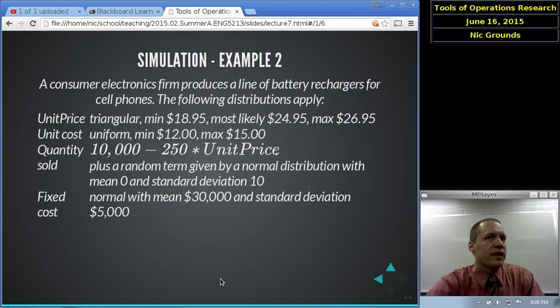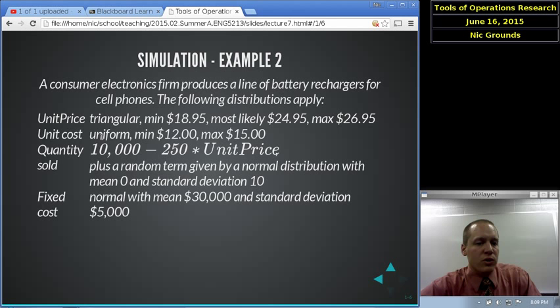Our unit price, that is the amount we can sell each unit for, we'll assume is a triangle distribution. That is, we have a pretty good idea there's a minimum price we'd ever charge and a maximum we'd ever charge, and some value in between is the most likely or expected value. The minimum is $18.95. Most likely will be about $24.95, but we might set the price as high as $26.95. So that's the random distribution of the unit price.